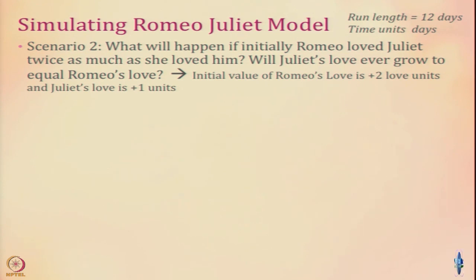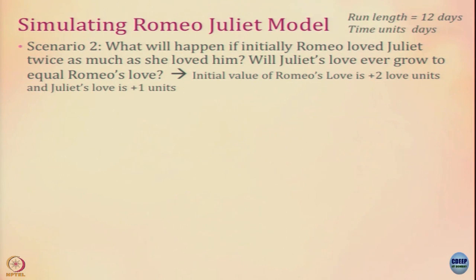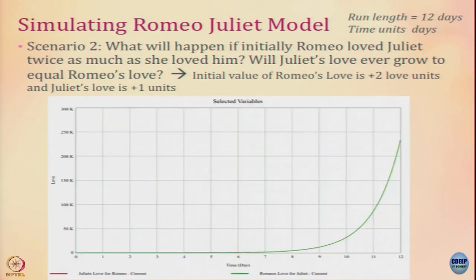Now let us do some interesting scenarios and plot changes in the basic storyline. What will happen if initially Romeo loved Juliet twice as much as she loved him? Will Juliet's love ever grow to equal Romeo's love? What do you think? To simulate it, we can set the initial value of Romeo's love to plus 2 love units and Juliet's love to plus 1 love units. And if we simulate it, actually the dynamics is as seen here.